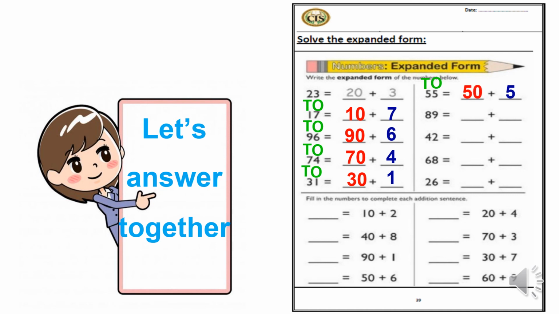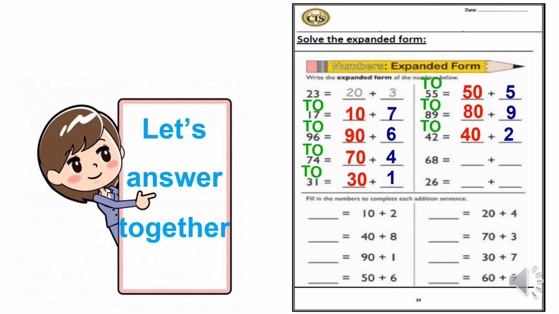Next we have 89. We put our places. Then the value of number 9 in the ones place equals 9. The value of number 8 in the tens place will be 80. Next we have here number 42. We put our places. Then I ask myself, 2 in the ones place, its value equals 2. 4 in the tens place, so its value will be equal to 40, because we put a 0 in the tens place to get the value.